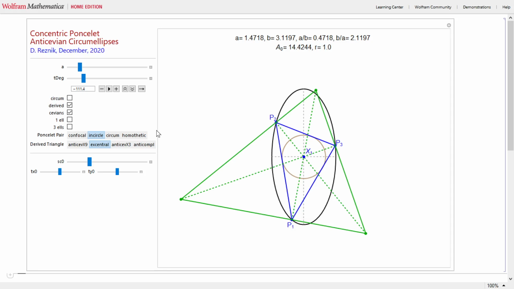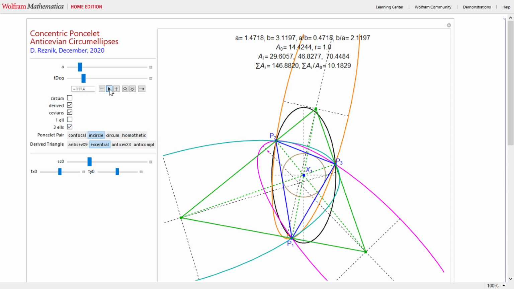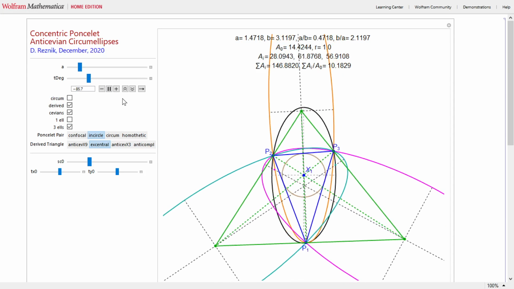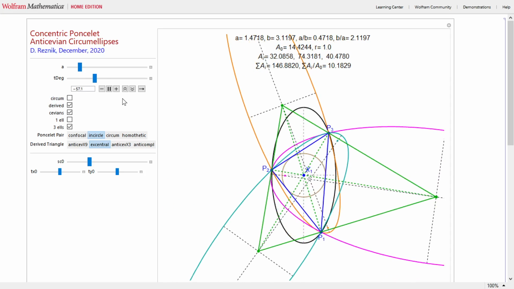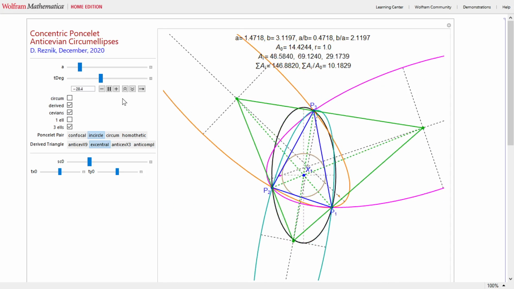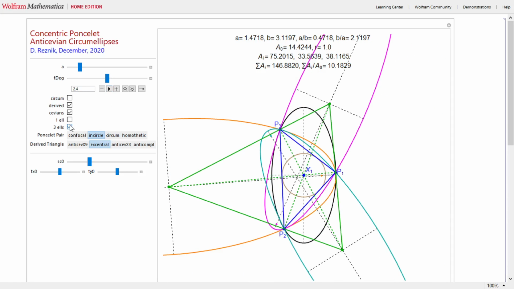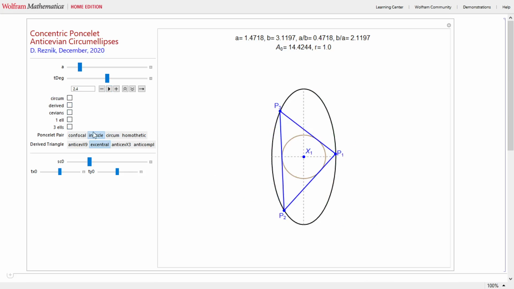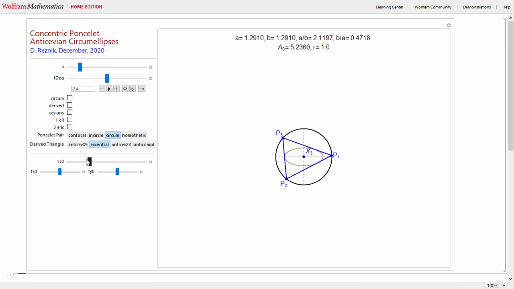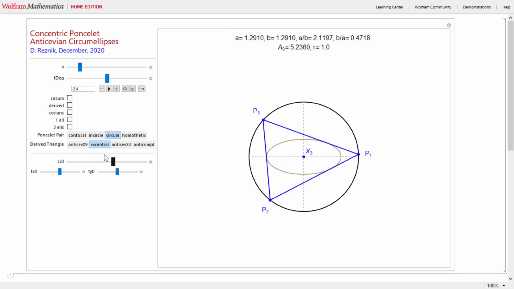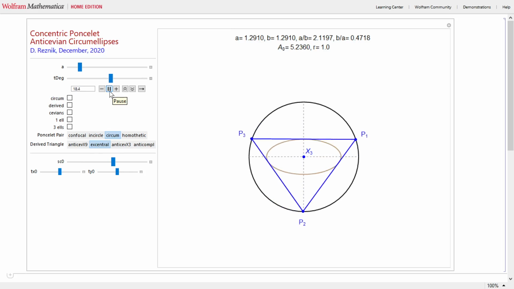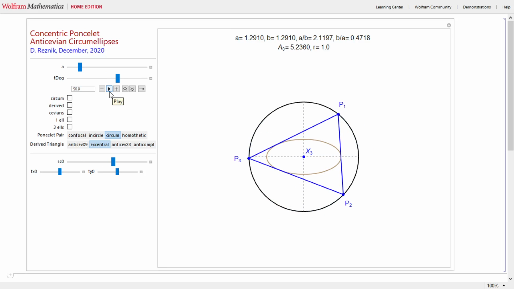Okay, so when I do the three-ellipse construction with respect to the vertices of the anticevian of x1, I get a constant sum of areas. Let's go back to the pair with the circumcircle. There it is. Now, in this case here, the triangle center that is stationary is x3. Let's draw the anticevian triangle of this blue triangle with respect to x3. Here it is.